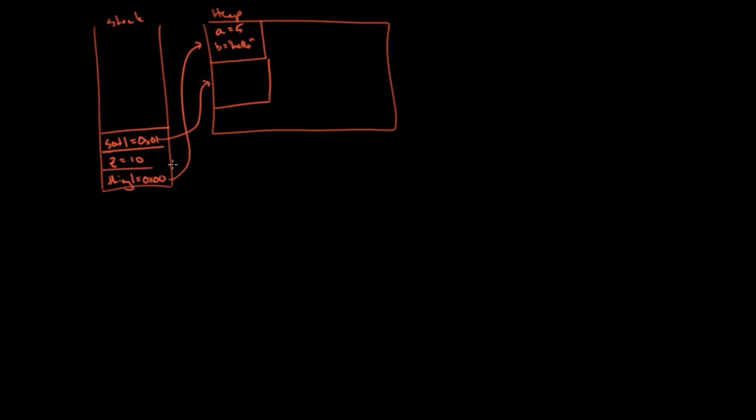And what gets put in here? Well, I have two things. I have my x value, my y value. My y value was an integer, which got the value z. And so this is what we call pass by value.